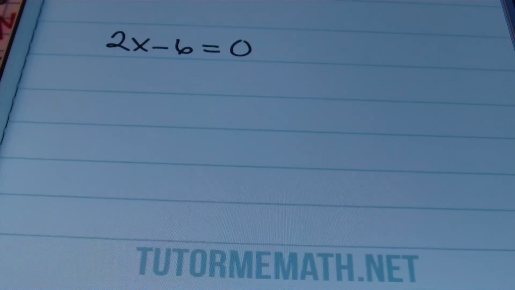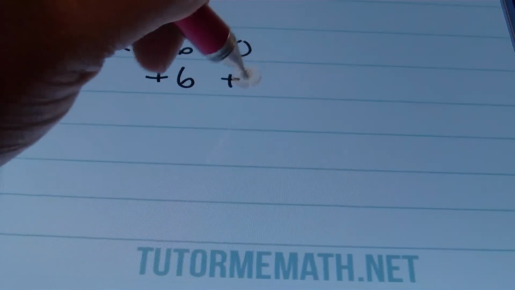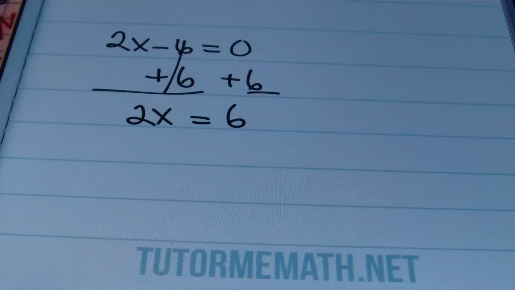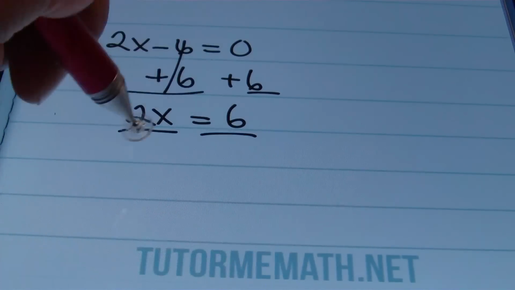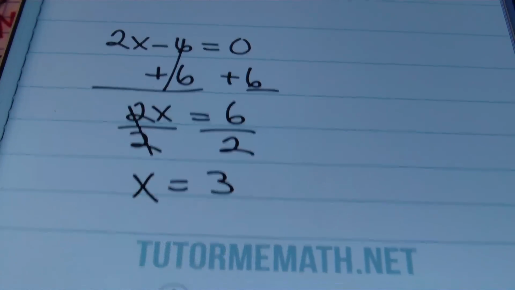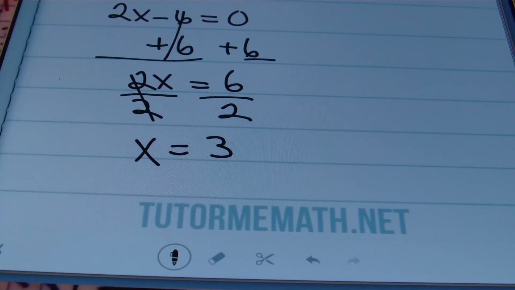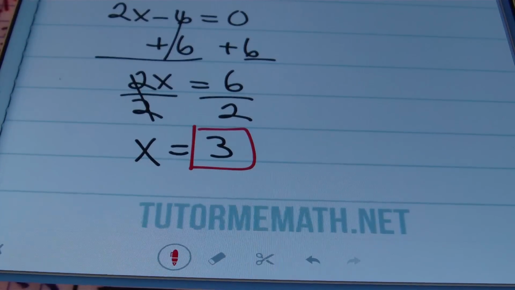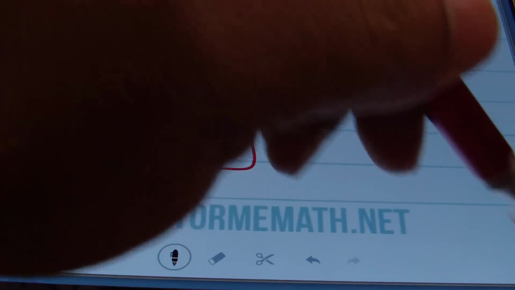So you'll have the following. You'll add 6 to both sides of the equal sign. You'll bring down 2x, which equals 6, and then divide both sides by 2. You'll find that x equals 3. That's it. x equals 3. That's problem number 9. Red boxing it. All right, there you have it. Problem number 9 is done. And so we're moving on to our last problem.